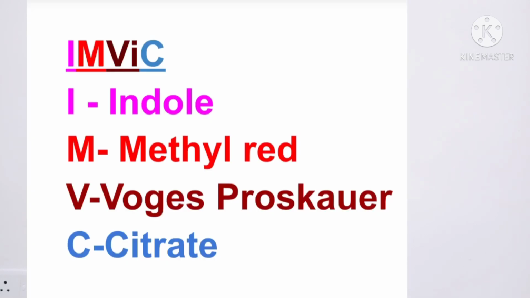Discussion is on the indole test. Indole test is a very common test done for the identification of gram-negative bacilli. It is a component of the IMViC reaction which is used for the identification of Enterobacteriaceae. I stands for indole test, M for methyl red test, V for Voges-Proskauer test and C for citrate test.